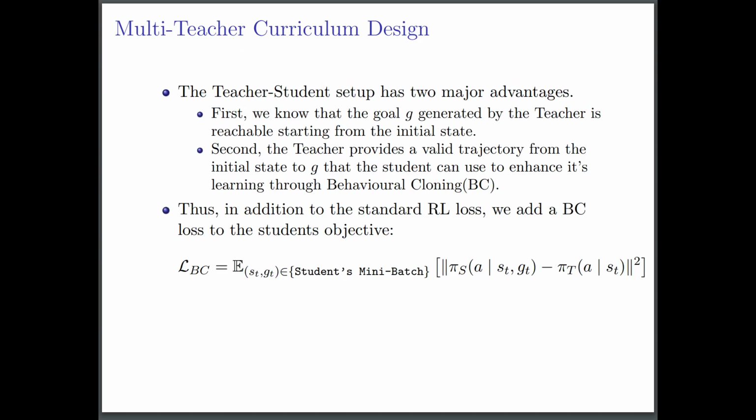The teacher-student setup outlined above has two major advantages. First, we know that the goal G generated by the teacher is reachable starting from the initial state sampled. Secondly, and more importantly, the teacher provides a valid trajectory from the initial state S0 to G. This trajectory can be used to guide the student while teaching through the use of something called behavioral cloning. In addition to the standard RL loss, we add a behavioral cloning loss to the student's objective, which is as follows.